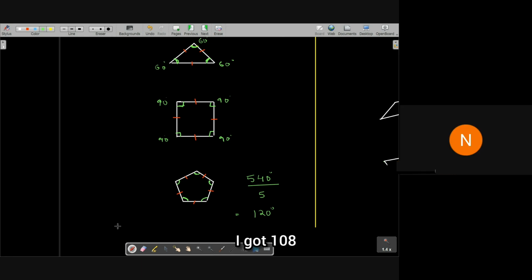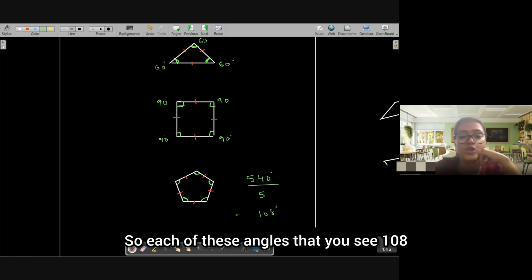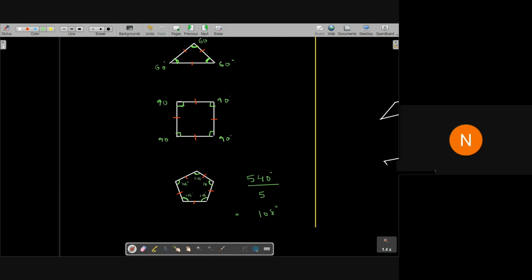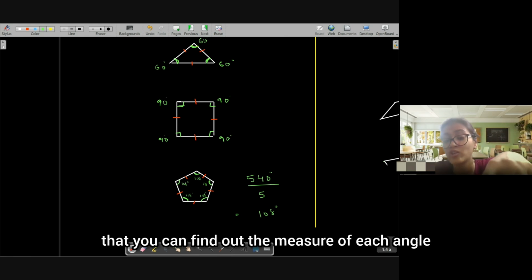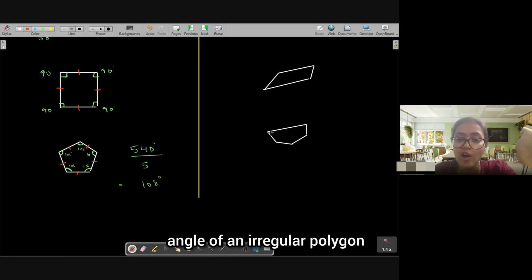I got 108. No, you're right. That's my mistake. You'll get 108. So each of these angles that you see will be 108, 108, 108, 108. But this only happens for regular polygons, that you can find the measure of each angle. You cannot find the measure of each angle of an irregular polygon. Here they will all be different.